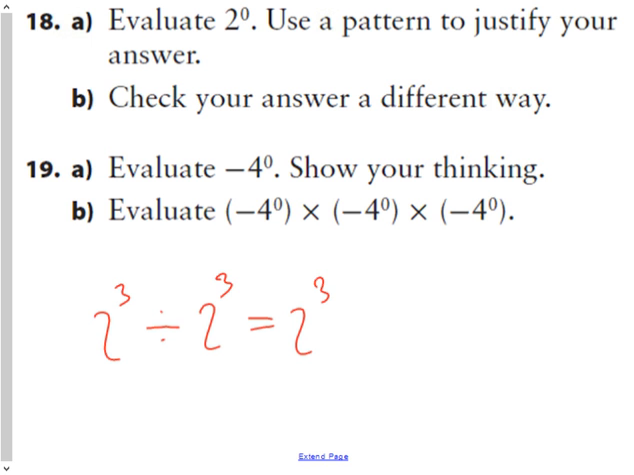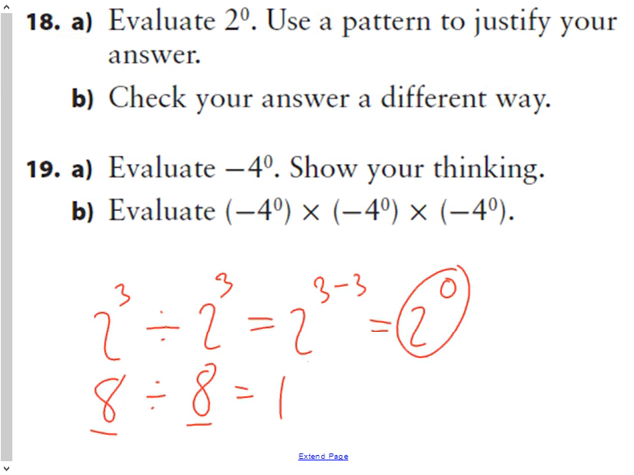If you used your rule of division of like powers, you would keep the base and you would subtract the exponents to give you an exponential form of 2 to the 0. But if I was to translate this to standard form, 2 cubed is 8 divided by itself. Any number, when you divide it by itself, will have a standard form of 1, which therefore means that those two would have an answer of 1.